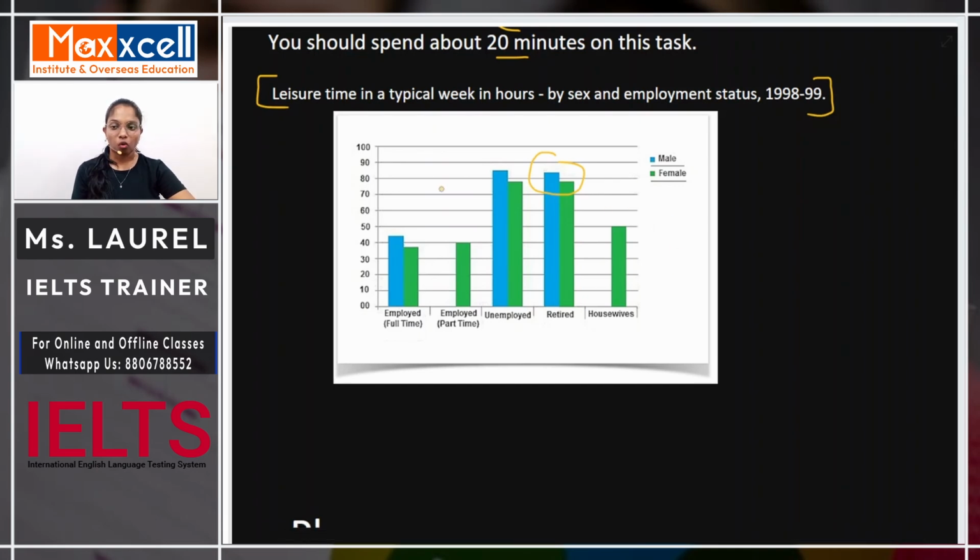So what is the overall trend? The overall trend is that the males, the blue, is always more than the green whenever it is given. So that means that males enjoy more leisure time than women in general. So the overall trend, the general trend here, is that males enjoy more leisure time than females.